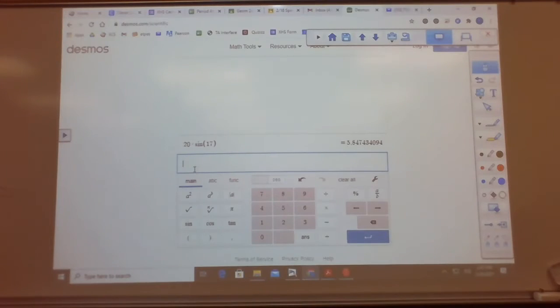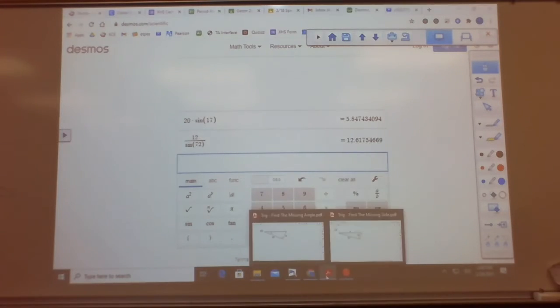So here, I'm going to go 12, divide this time, sine 72. Just like it was on the board, because division's fractions, I get equals, I get 12.61. The 1 would not change the 6. So that's where the 12.6 came from. That's the 12.6. So that's your answer. I'm going to do two more.